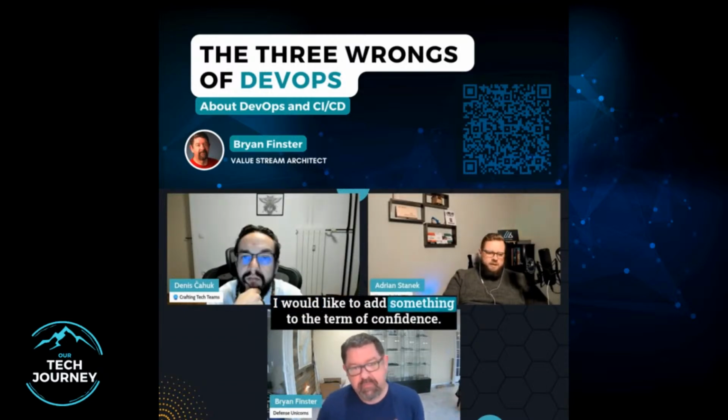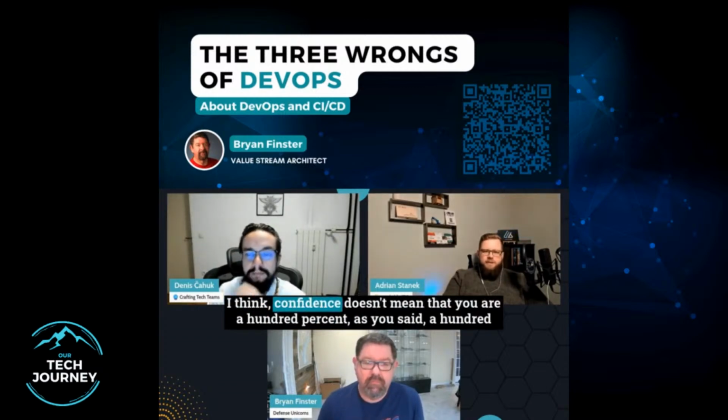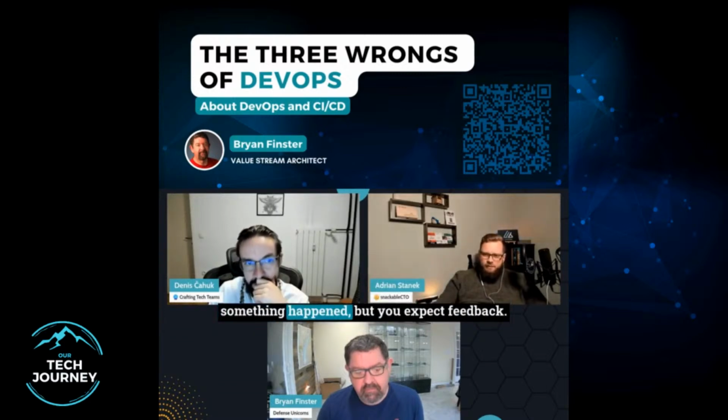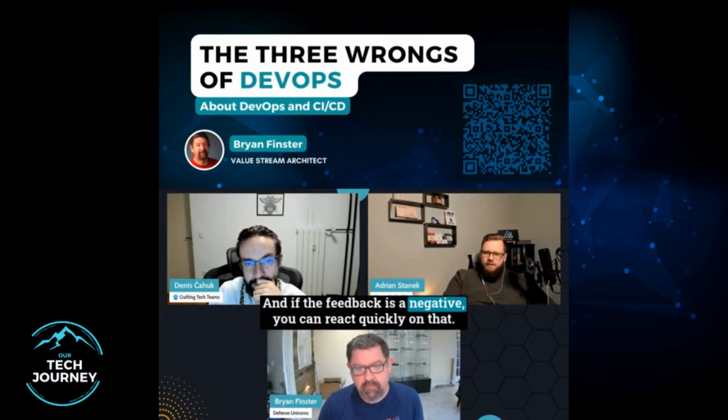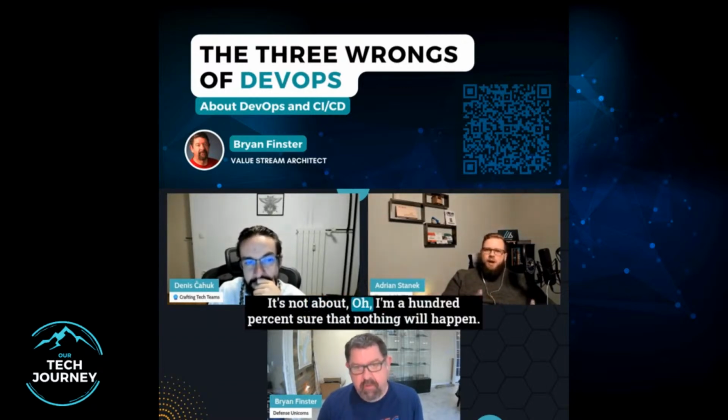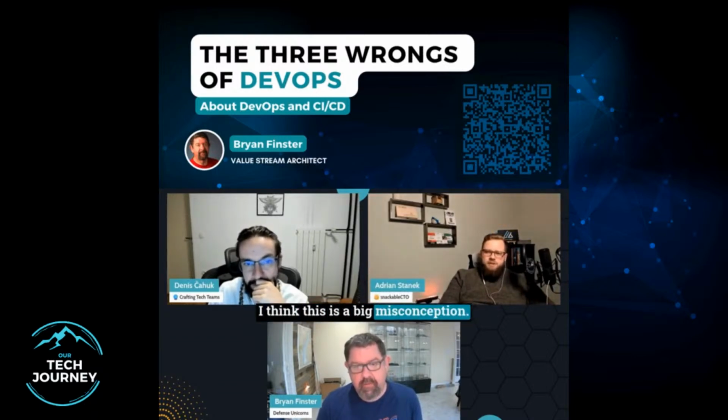I would like to add something to the term of confidence. I think confidence doesn't mean that you are 100% safe to deploy. It's about being confident that you can handle a situation even if something happens, but you expect feedback. So what you definitely get is feedback. And if the feedback is negative, you can react quickly on that. So this is confidence. It's not about, oh, I'm 100% sure that nothing will happen. I think this is a big misconception.